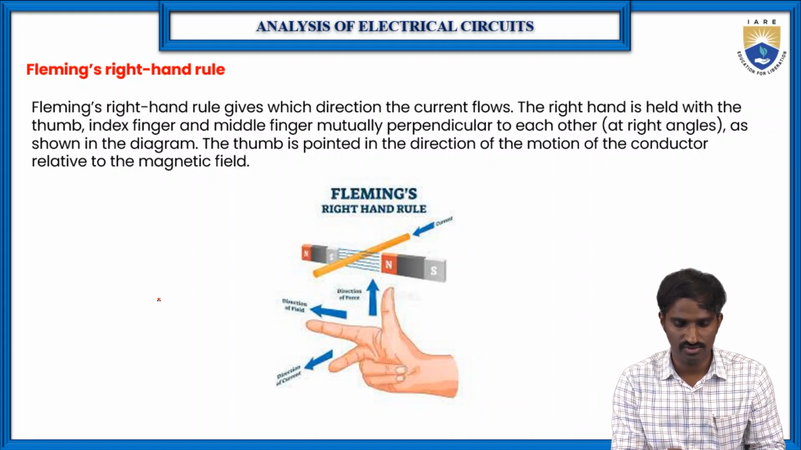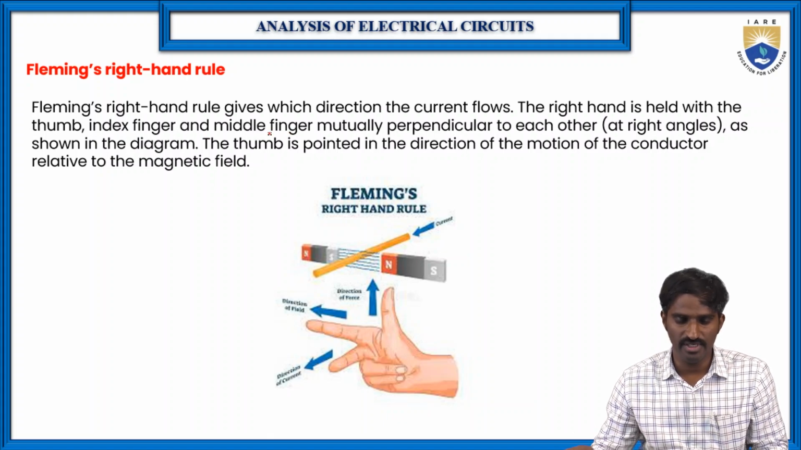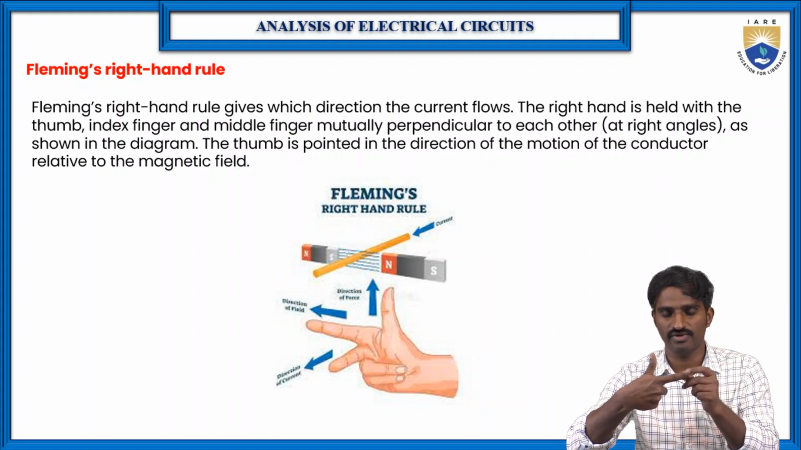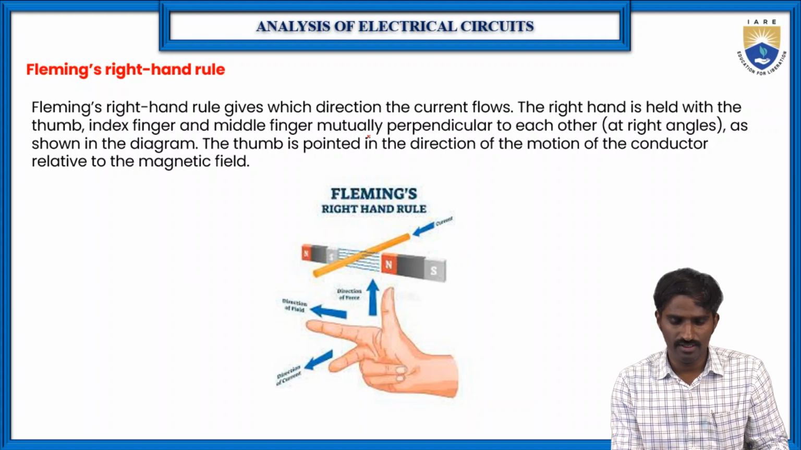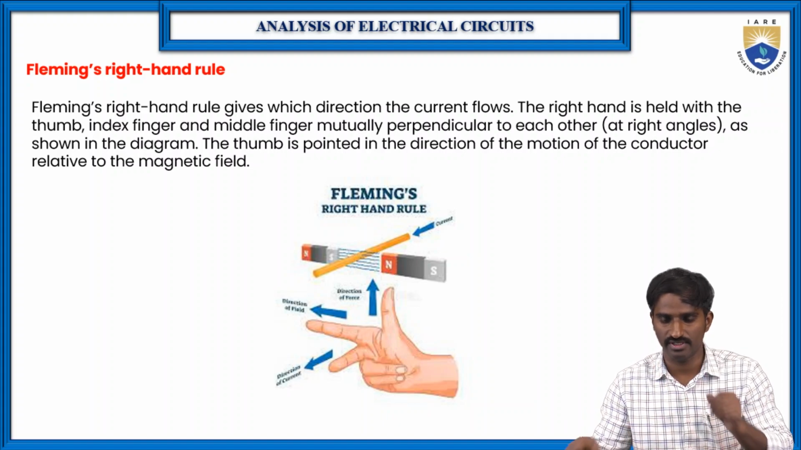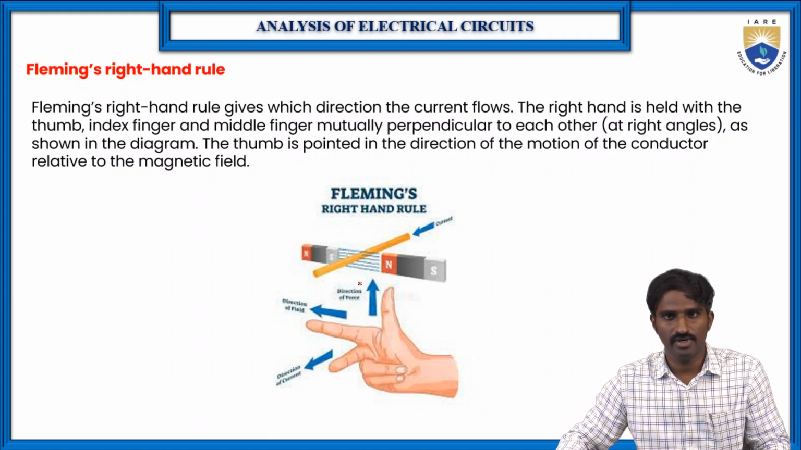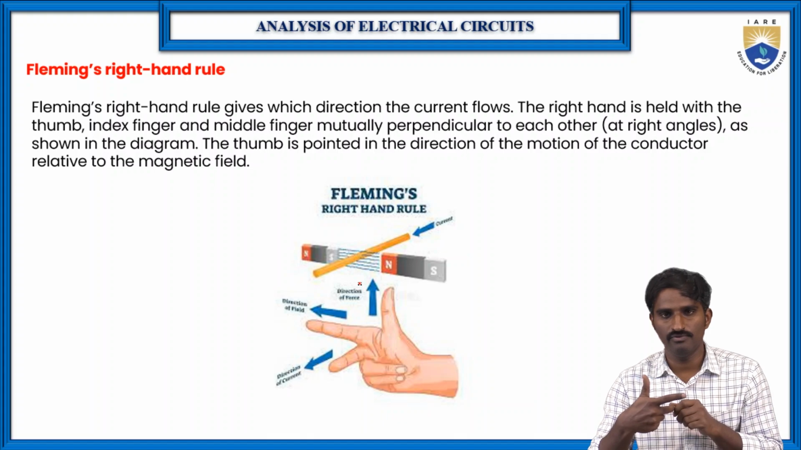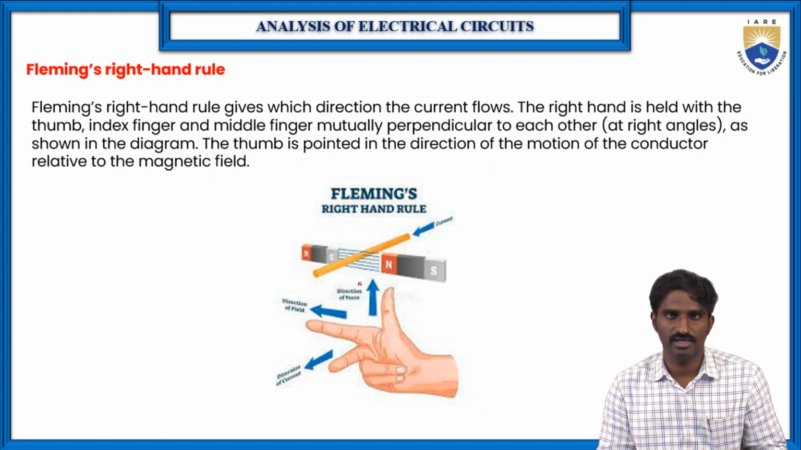As stated here, the right hand is held with the thumb, the index finger, which is sometimes called the forefinger, and the middle finger mutually perpendicular to each other, as shown in the diagram. The thumb points in the direction of the motion of the conductor, which means the force, related to the magnetic field. So if you know any one of the directions, we can find the other two directions by using Fleming's right hand rule.